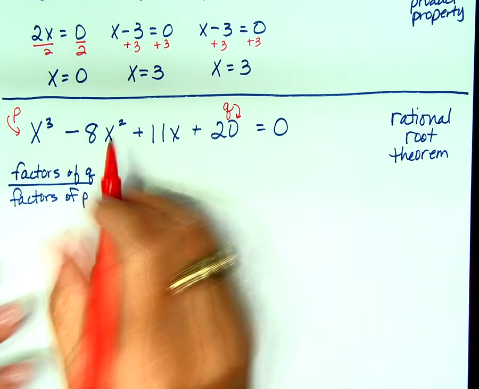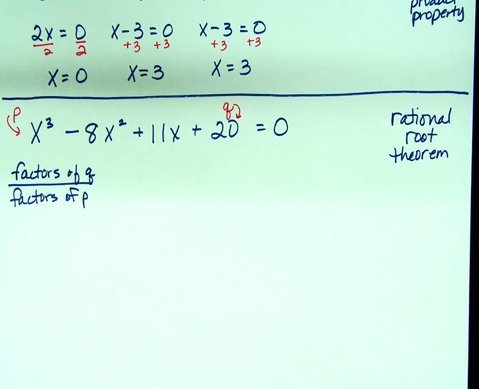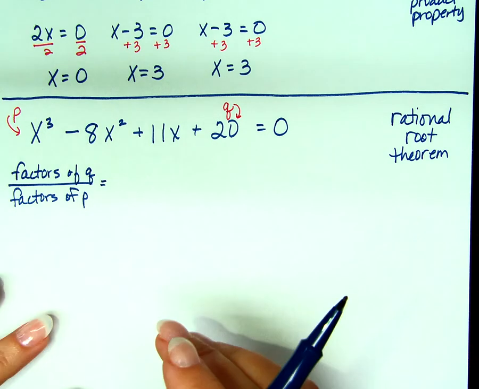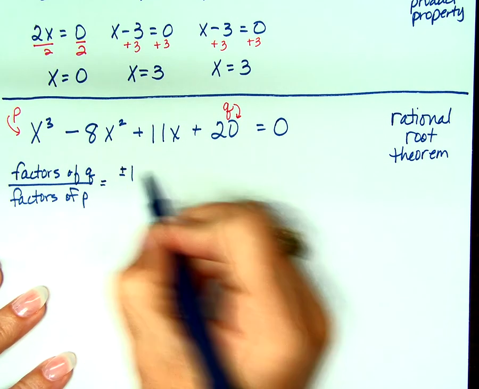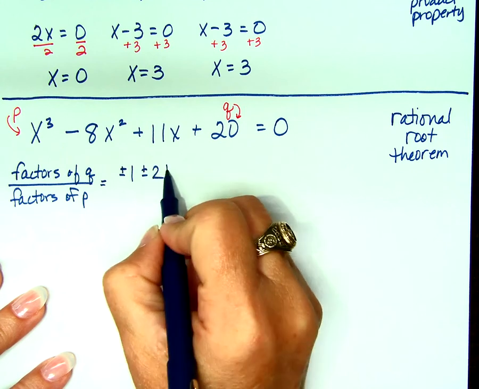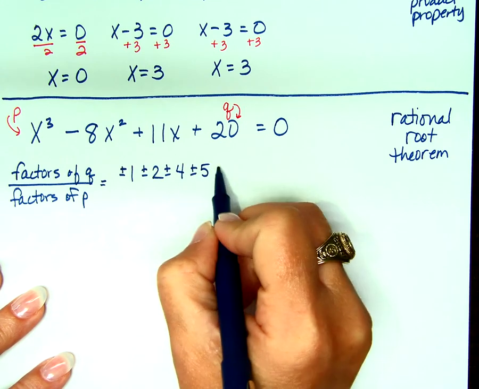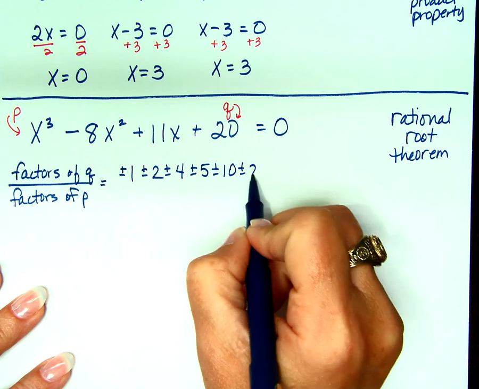Well, what are all the factors of Q? 1 and 20, 2 and 10, 4 and 5. Now, can I argue with you just a little bit? So 1 and 20, but what about negative 1 and negative 20? Don't they also multiply to be 20? Yeah. So I have to take into account the positives and the negatives of each factor. So here's how we're going to write that. Plus or minus 1, plus or minus 2, plus or minus 4, plus or minus 5, plus or minus 10, plus or minus 20.